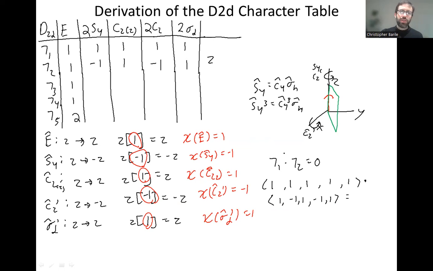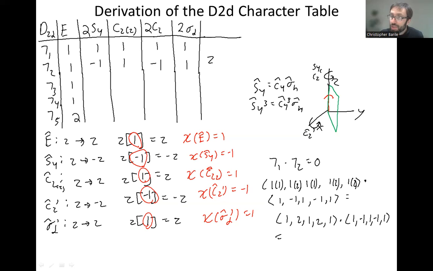The rule here is you have to adjust for the number of symmetry operations in each class. What I mean by that is we have to multiply one of the vectors by the number of symmetry operations in each class. In the identity class, we only have 1. In the 2S4 class, the 2 tells us we have 2, so we multiply by 2. C2 only has 1. 2C2 has 2, and 2 sigma d has 2. So now this simplifies to just 1, 2, 1, 2, 2, dotted by gamma 2, which stays the same.